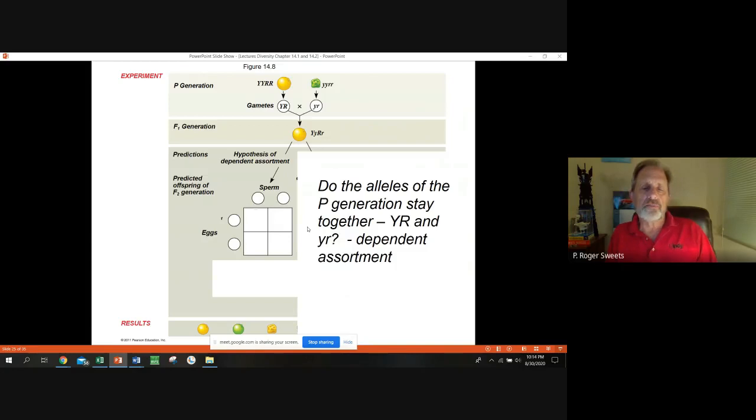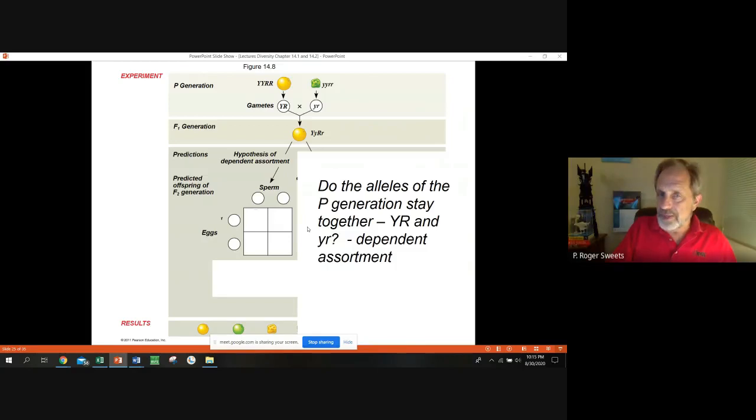And so, do the alleles of that parent generation stay together? Were they linked together somehow, the Y for the color and the R for wrinkled or smooth? Were they linked together in the first place? So we're going to see them come out together again in that F2 generation. Would the big Y, big R, yellow and round, stay together, and the little y, little r, green and wrinkled, stay together? Because that would be dependent assortment.